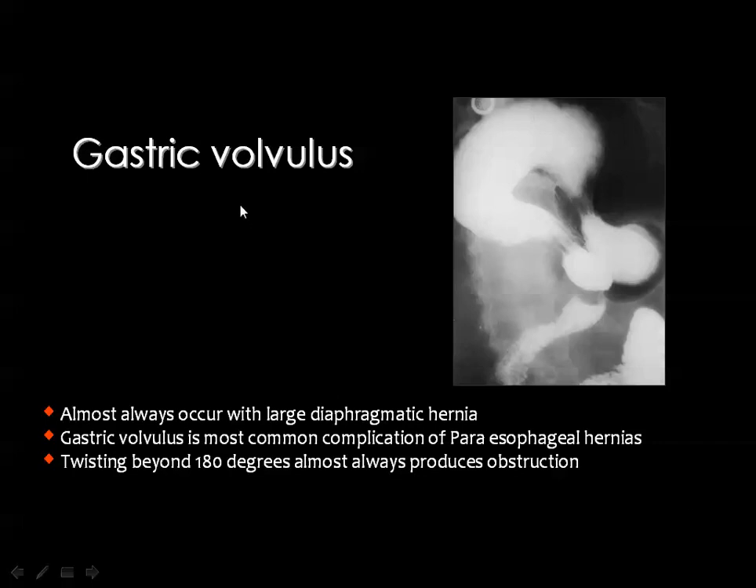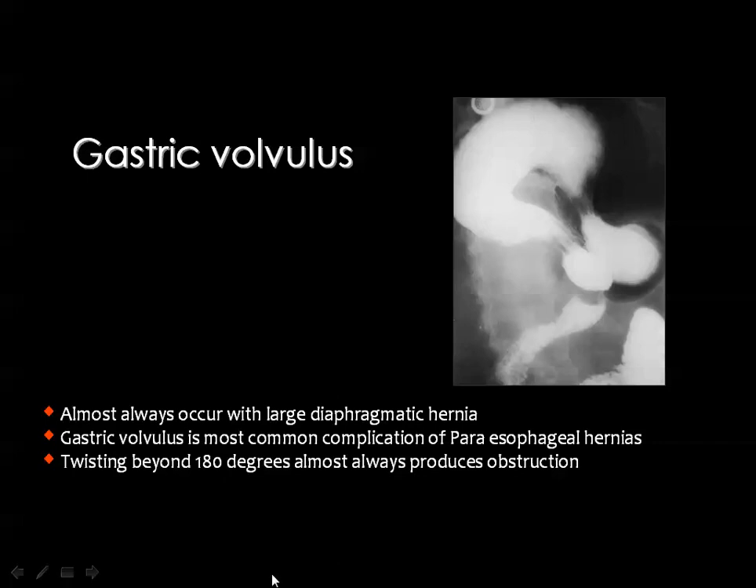Then this gastric volvulus is almost always a part of a large diaphragmatic hernia. If you remember, we have the four types of hiatus hernia, and the third type will include part of the stomach as well as the gastroesophageal junction above the diaphragm, and in the fourth type you get part of the stomach as well as other abdominal organs herniating into the lower part of the chest.